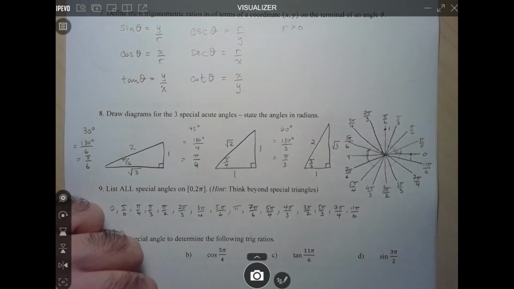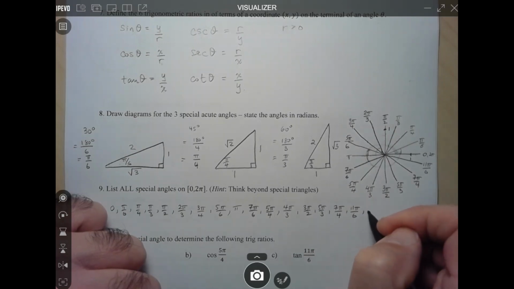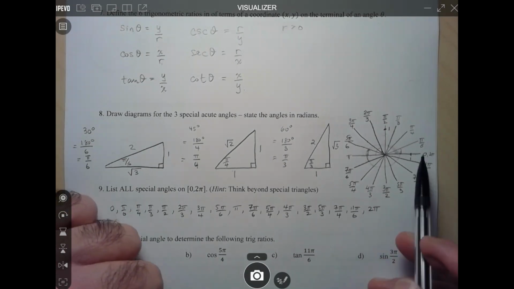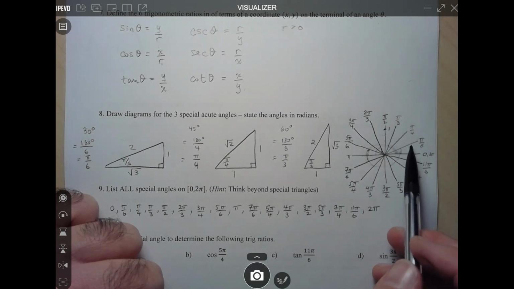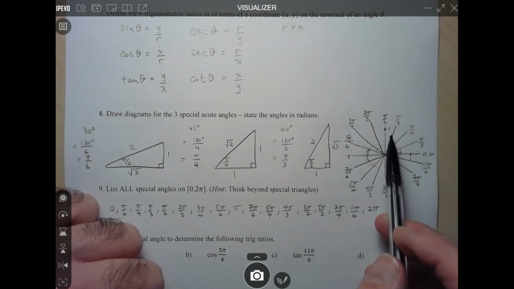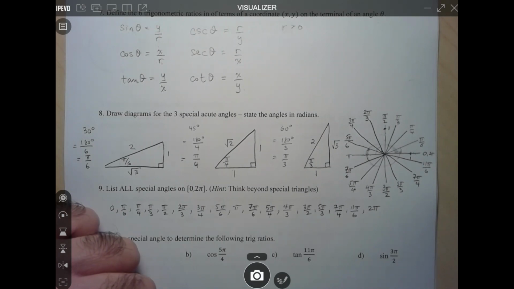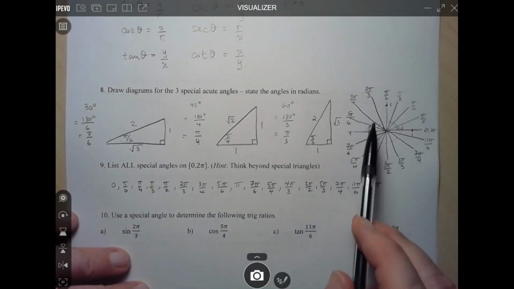And there is my last special angle. I guess I could end it off as getting all the way around and then 2 pi. And you see how now if I want to keep going, I would just take 2 pi and add pi over 6, or add pi over 4, or add pi over 3, and I can keep going round and round and round and round.